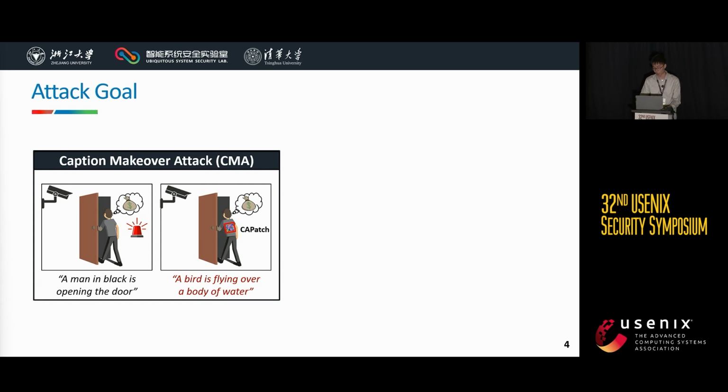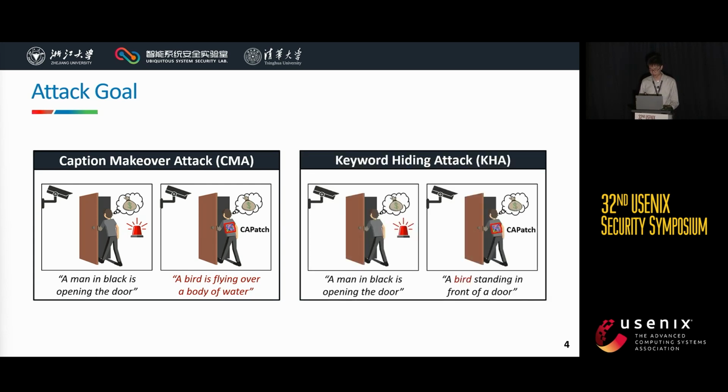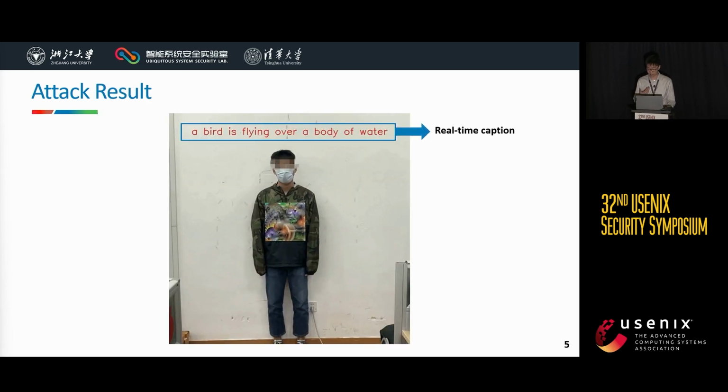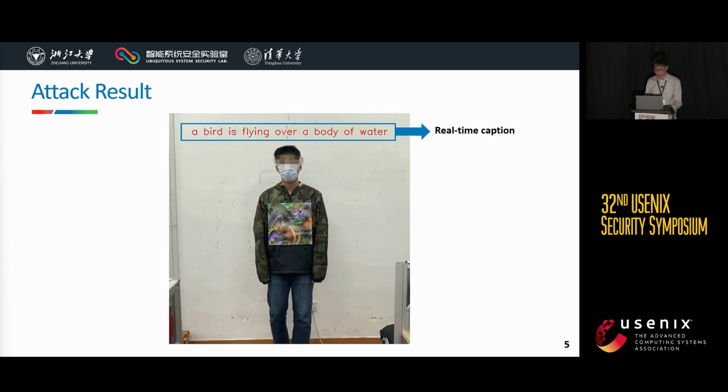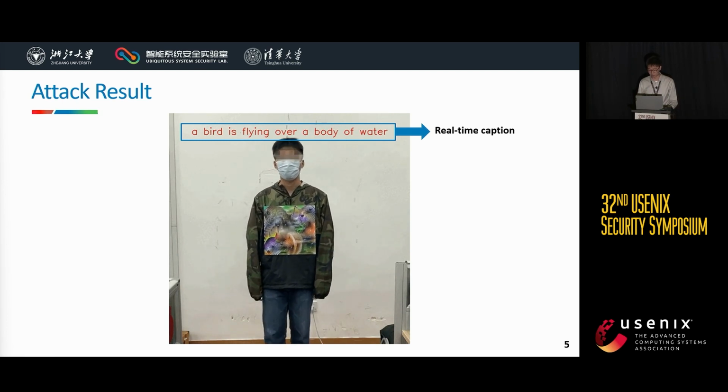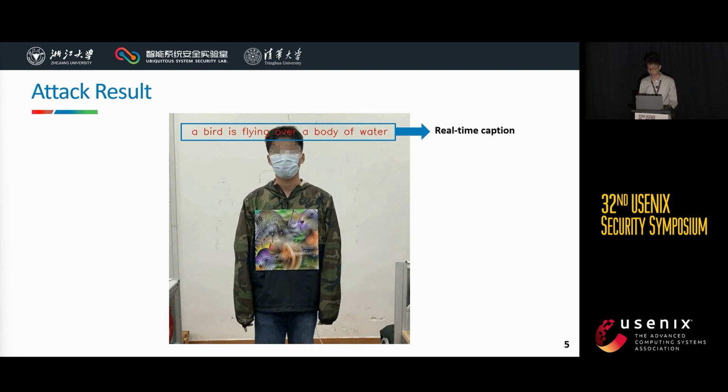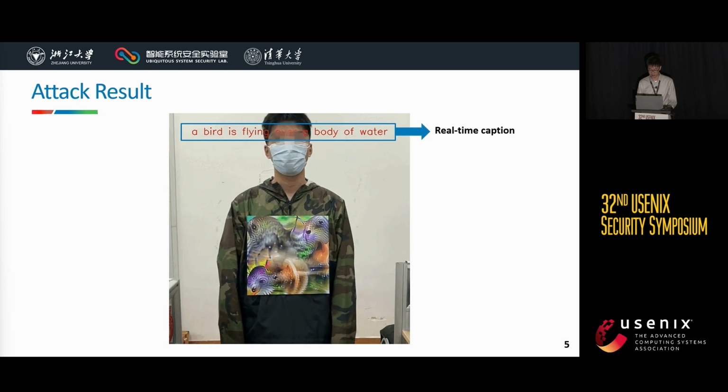CAPatch has two types of attack goals. The first one is caption makeover attack, whereby the image captioning system outputs a completely irrelevant caption. The second is keyword hiding attack, whereby the image captioning system fails to output a decisive keyword describing the image, for example, man. Here's a demo. The man with the CAPatch moved from far to near, and none of the captions contain the word man.